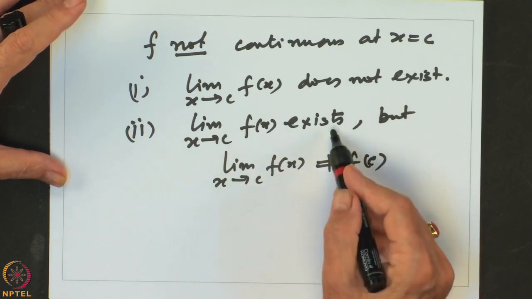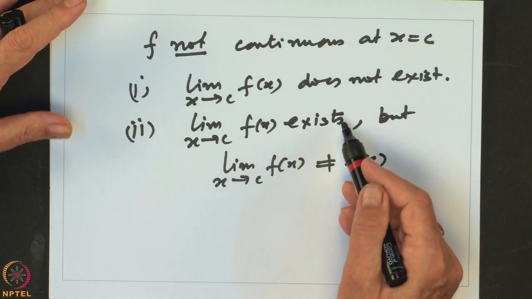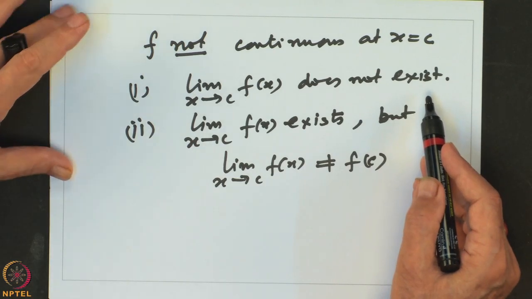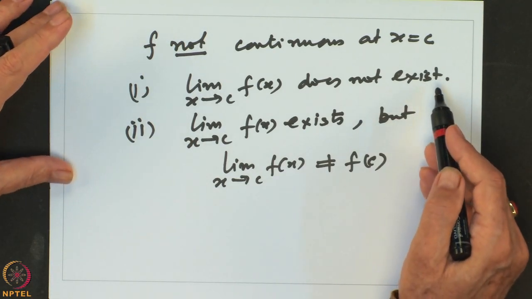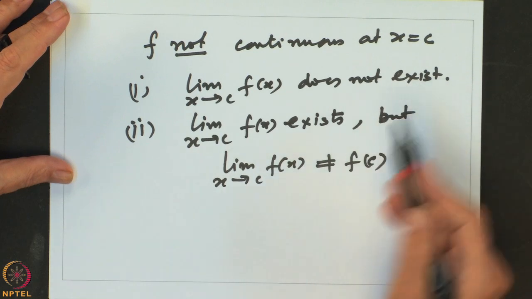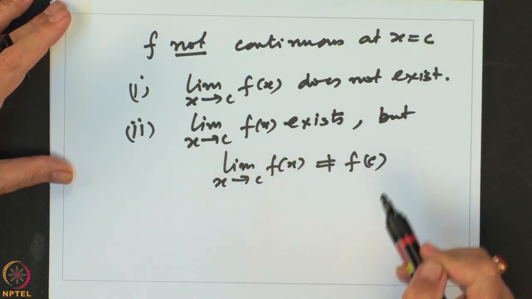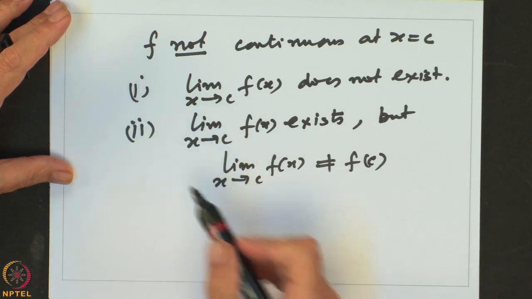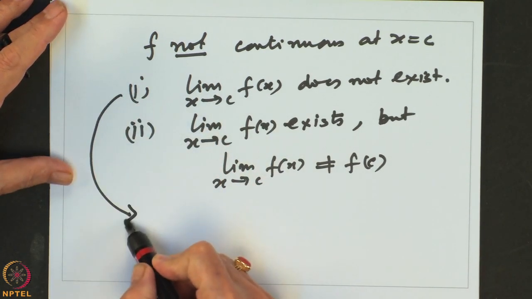So, the way this may break down is, one possibility, the limit does not exist at all. So, no question of saying it is equal to the value of the function. The second possibility is that the limit exists, but is not equal to the value of the function at that point. Now, we will expand this a bit more.